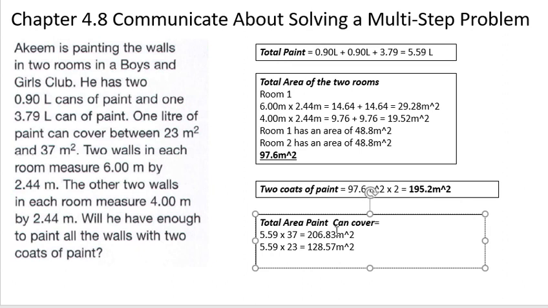So it is possible that Akeem is able to cover all four walls of each room twice if he can get this much paint to cover the walls. Just to recap, this is the total amount of painting he would have to do. And he would be able to do it if he can get 1 liter of paint to cover 37 meters squared. But if 1 liter of paint only covers 23 meters squared, he will not be able to do it.